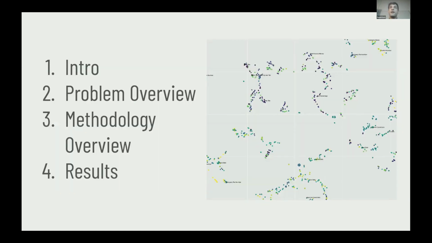The structure of my talk is going to be the following. First, I'm going to give an introduction about what we have studied and we're going to talk about. I'm going to give an overview of the problem of information extraction in the context of our study. Then I'm going to explain an overview of our methodology. And finally, I'm going to present the results that we have published in our paper, finally drawing some conclusions based on these results.